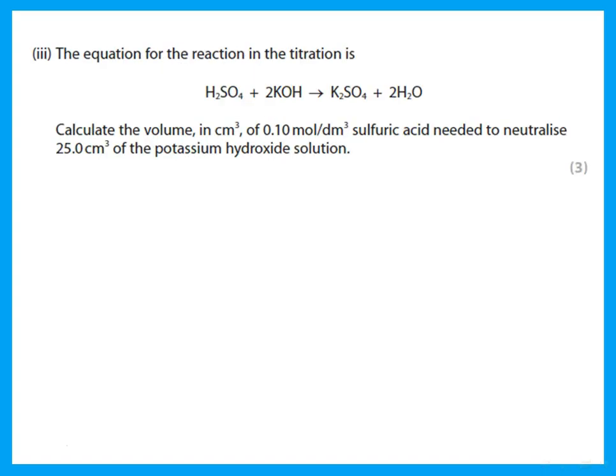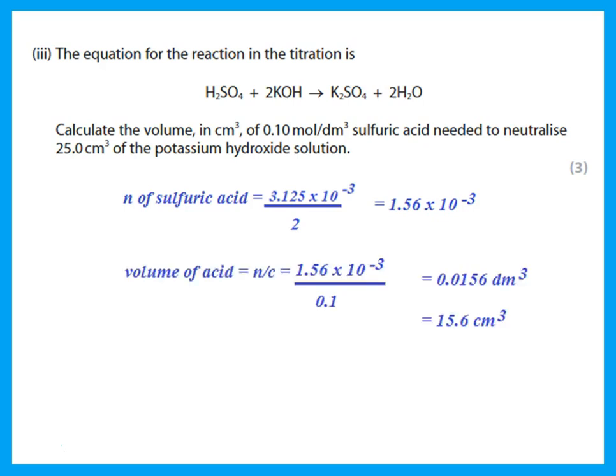The equation for the reactions in the titration is this. Calculate the volume of sulfuric acid needed to neutralize the potassium hydroxide. So I'm looking for the volume of the acid. So number of moles of sulfuric acid is what compared to that of KOH? We already got the number of moles of KOH. I look at the equation. I find that from the equation, 1 mole of sulfuric acid reacts with 2 moles of KOH. And that means that the number of moles of sulfuric acid is half what we got for the KOH. So it will be this number.